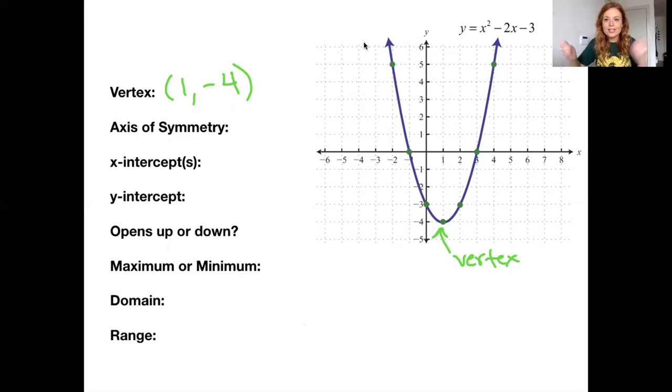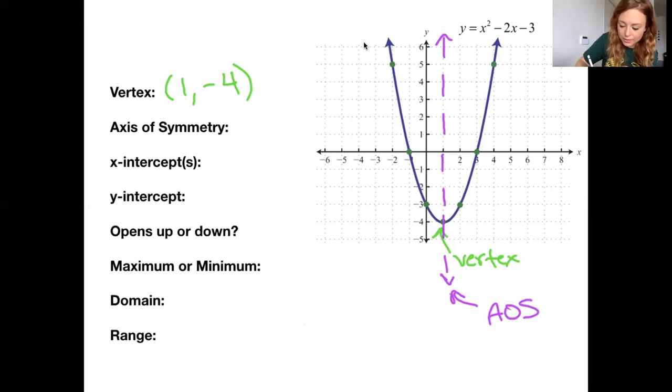Let's look at that axis of symmetry. The axis of symmetry is that invisible vertical line that cuts the parabola in half. We might label that AOS, axis of symmetry. It's written as an equation, x equals the x value of the vertex. It's the x value that line cut through, so it's x equals 1.